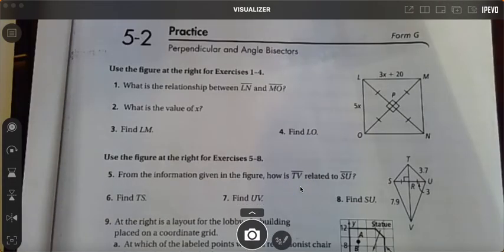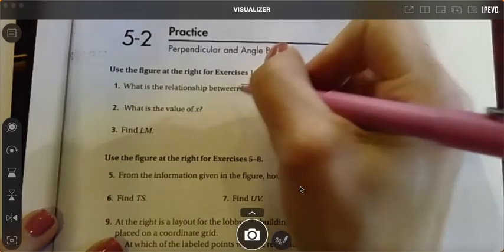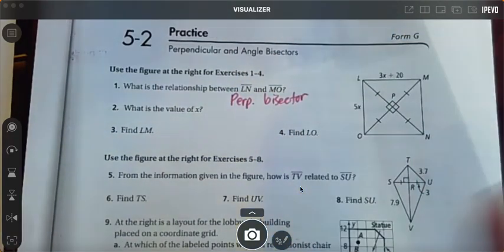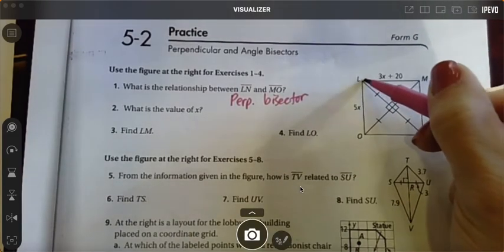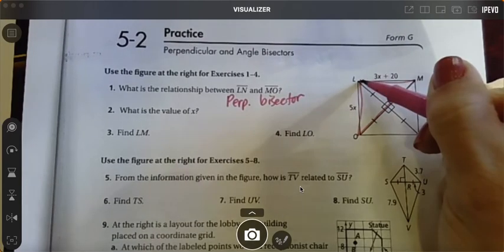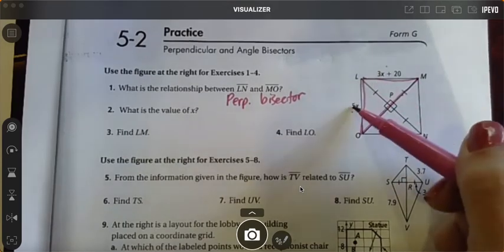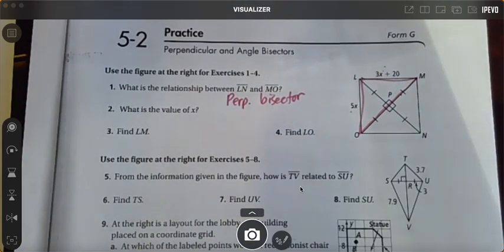If you started with number 1, it would kind of guide you through 1 through 4. It's saying, what's the relationship between LN and MO? Well, it's the perpendicular bisector. Okay, but y'all don't have to do number 1, but that's what it is. You would say perpendicular bisector. Okay, and because of that, it's saying what's the value of x. Well, if I'm only looking at this triangle here, I know that these are 90-degree angles and these are equal parts. What do I know about these two things? They're equal. So then you can find x.